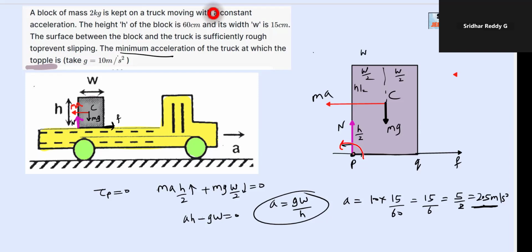How to decide it will topple about P? Why not about Q? So why can't some normal reaction be like this? Now we'll check it about the center of mass. We'll check the torque due to the center of mass, and the torque due to friction.